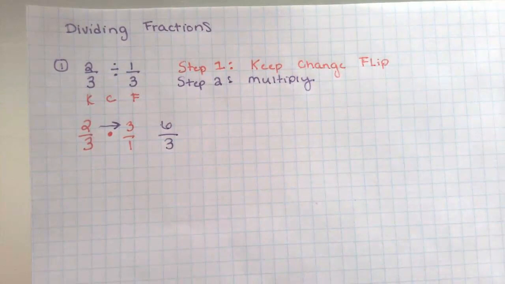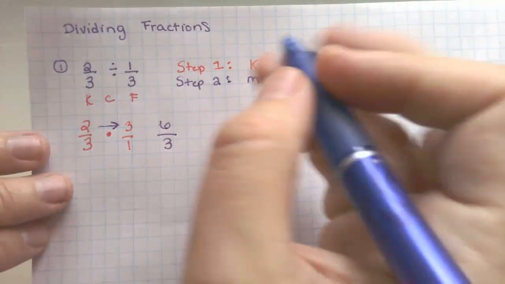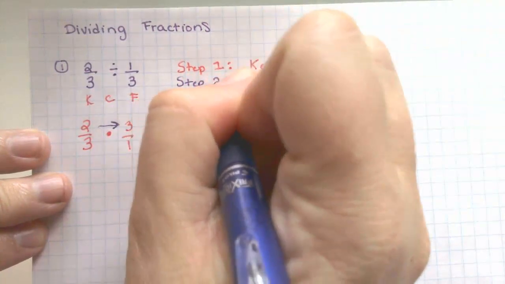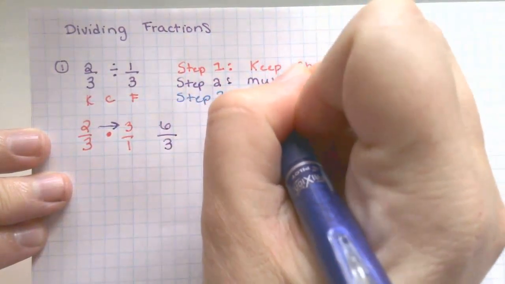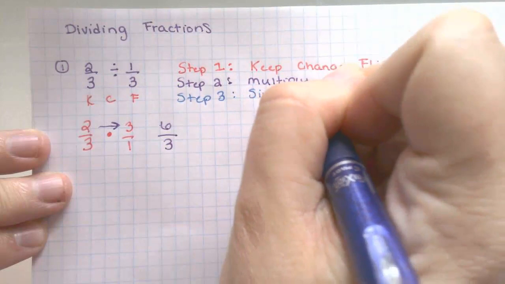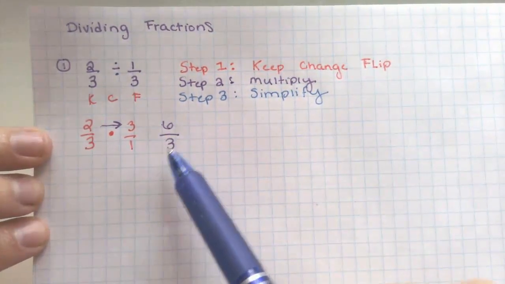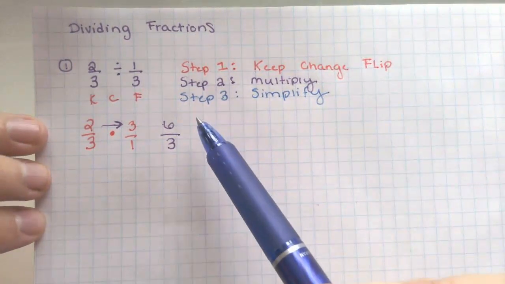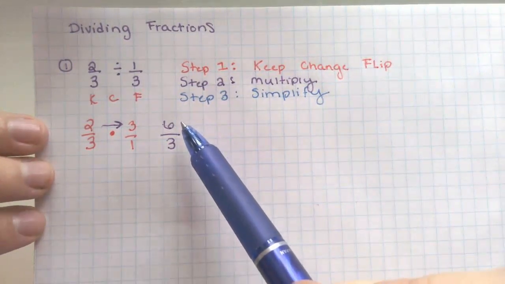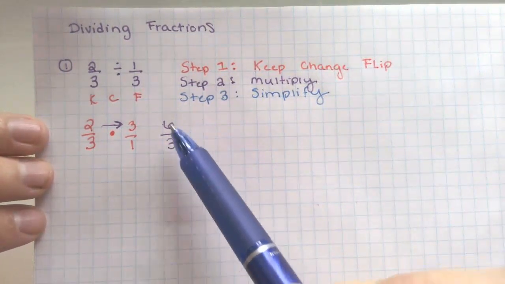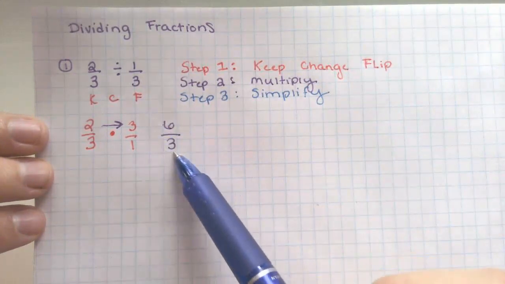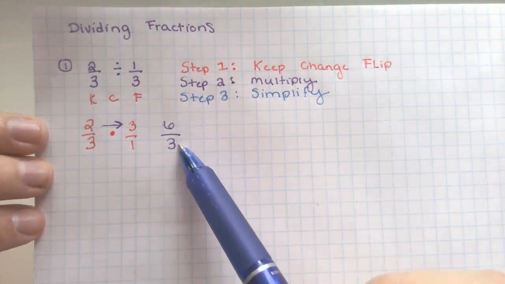Now, this is the hardest step, I think, in all of them, and that is step 3, which is to simplify. Okay, so basically we're given this fraction, this 6/3, and we need to simplify it. You have to remember from previous videos, they do share a common factor, so it's not as simple, and it's an improper fraction.